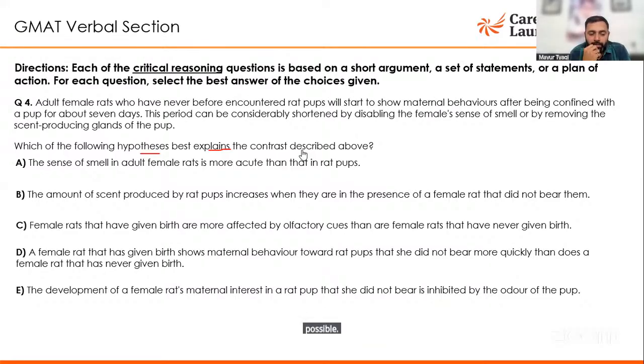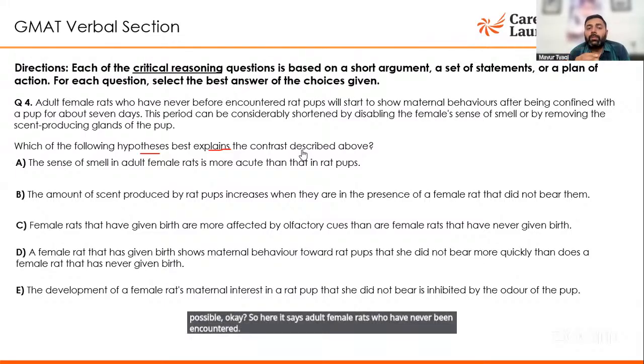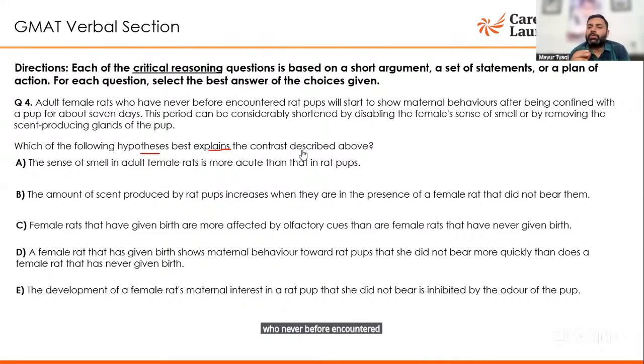Okay. So here it says adult female rats who never before encountered rat pups will start to show maternal behaviors after being confined with a pup for about 7 days. This period can be shortened by disabling the sense of smell. Now that's a little odd, right? Removing one of the senses shortens this period, which is a little surprising to see, right? Why would that happen? So I have to explain how that is possible.